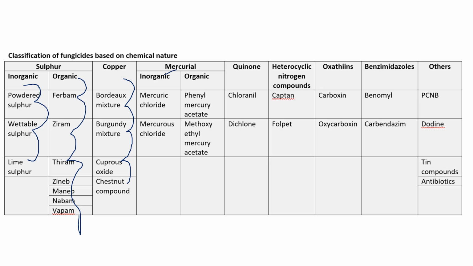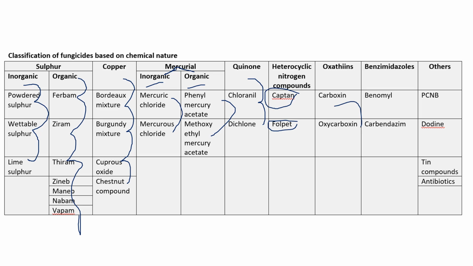Mercury is again divided into two, inorganic and organic. Mercuric chloride and mercurous chloride come under inorganic. Phenyl mercury acetate and methoxyethyl mercury acetate come under organic. Phenol fungicides are chloranil and dichlone. Heterocyclic nitrogen compounds; the previous question was about heterocyclic nitrogen compounds, all right. Captan and folpet come under heterocyclic nitrogen compounds, right.